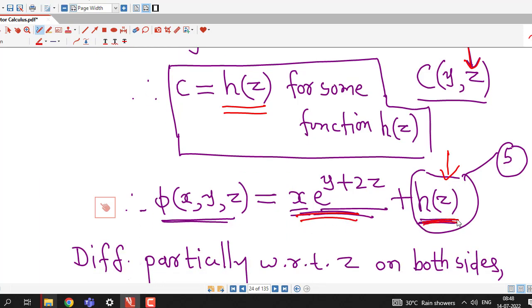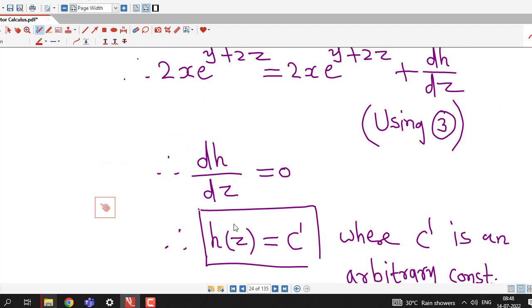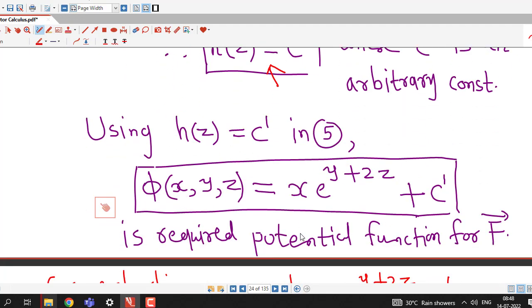So still we don't know what this function h of z is. For that we are using the third equation and we differentiate phi with respect to z, and after substituting del phi by del z we find that dh by dz is also 0, therefore h of z equal to c dash, and c dash is an arbitrary constant. It is not necessary that you will always have this function as constant. It can be a function of z also or a function of x and y also, depending on the given problem. So once we obtain h of z, we substitute it in the function phi and we are able to decide the potential function for vector field f bar.